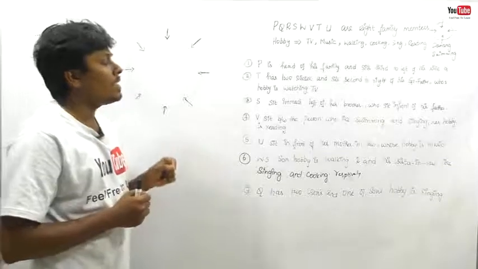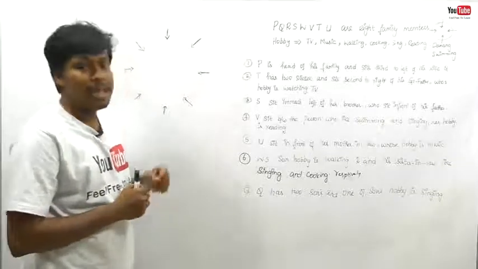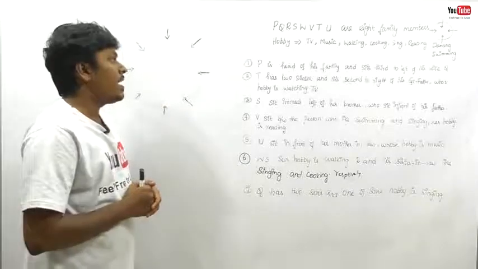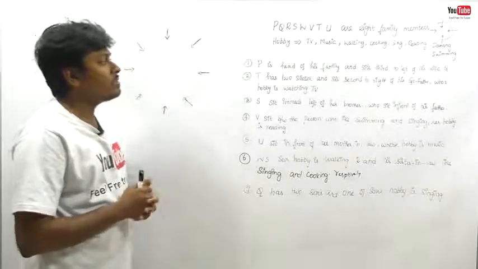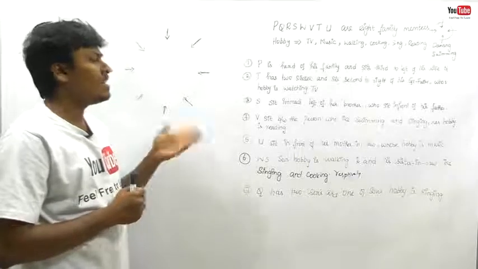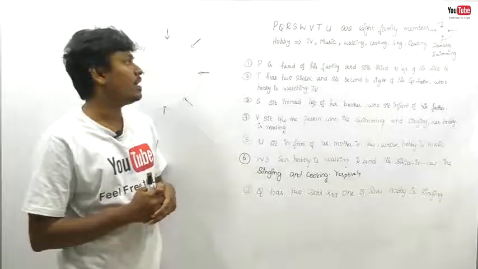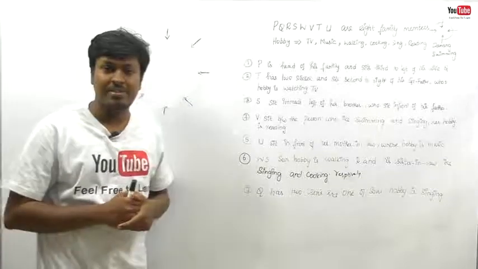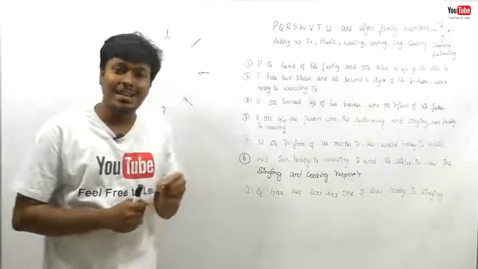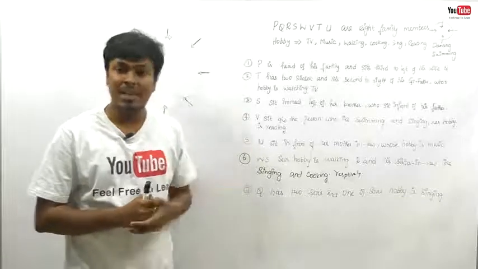P, Q, R, S, W, V, T, U. So there are 8 persons and they are sitting in a circle and they are facing center, right? And they have given some hobbies of the persons, which are TV, music, walking, cooking, singing, reading, dancing. Okay, they have given some hobbies. This is the first 3 lines of the question, friends. By seeing the first 3 lines of the question, we can clearly say that this question is based on type number 1.